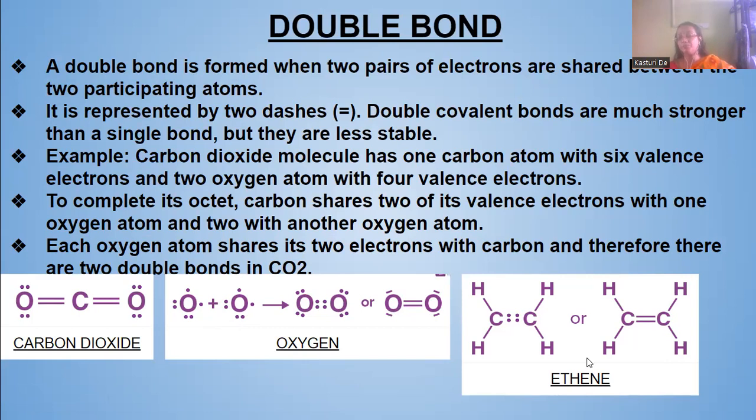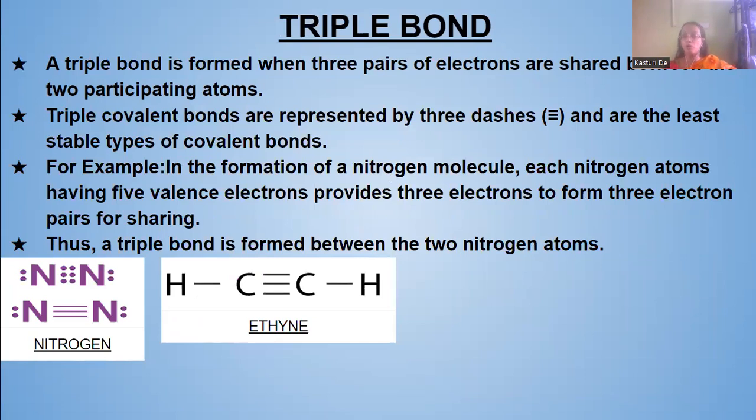Again, ethene, that is C2H4. That also, carbon has 4 electrons on its outermost shell. So 2 will be shared between the 2 carbon atoms. One carbon shares 2 electrons with the other carbon atom, and the other 2 will be shared with 2 hydrogen atoms. So this will form C2H4. Clear? Ethene.